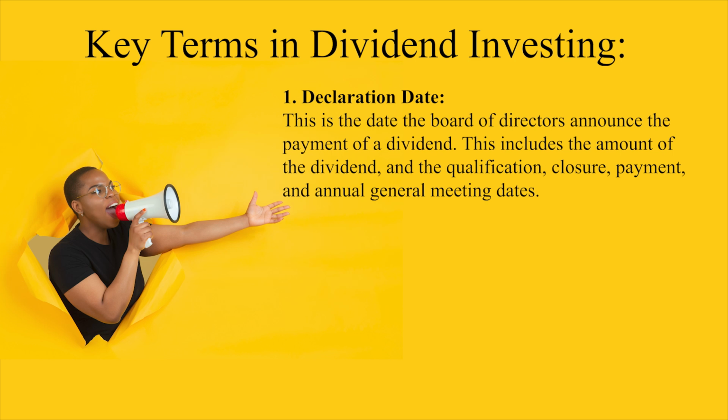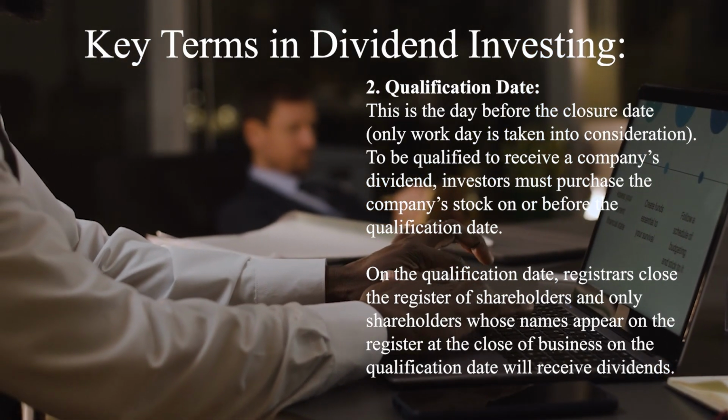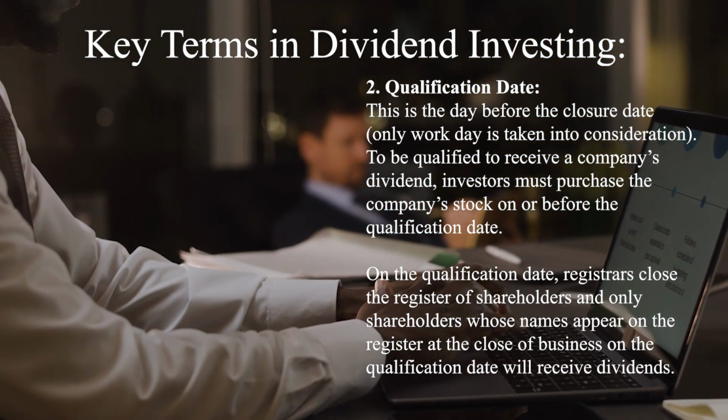1. Declaration date. This is the date the board of directors announces the payment of a dividend. This includes the amount of the dividend and the qualification, closure, payment, and annual general meeting dates. 2. Qualification date. This is the day before the closure date. Only working days are taken into consideration.